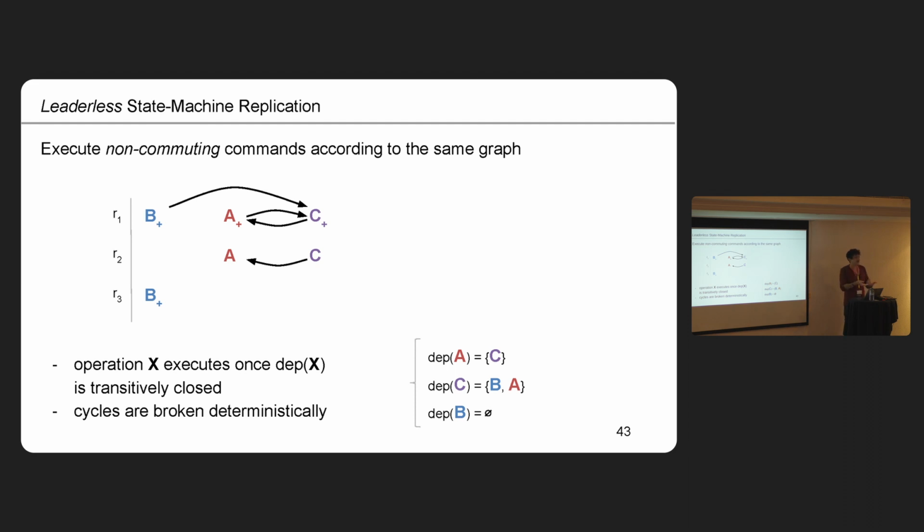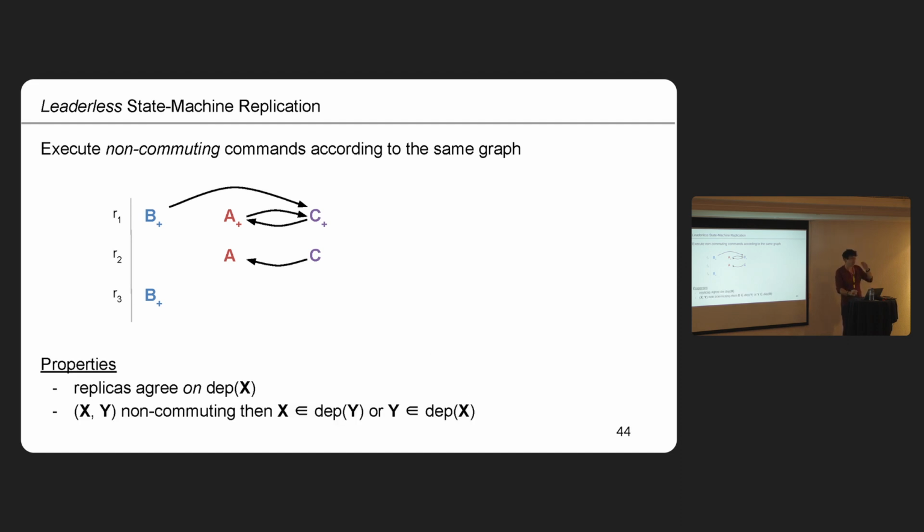Okay, so we have this leaderless state machine replication, and now we are going to see two important properties before delving into the detail of how to implement it. There are two properties that every implementation must satisfy. The first property says that replicas must agree on what the dependencies of a command are. This ensures that everybody is building the same graph.